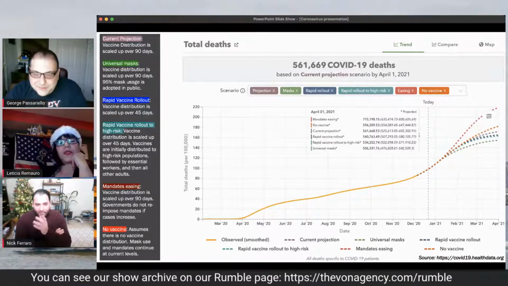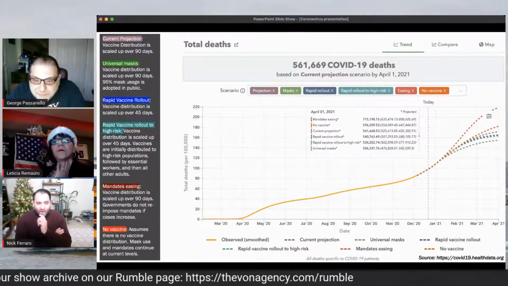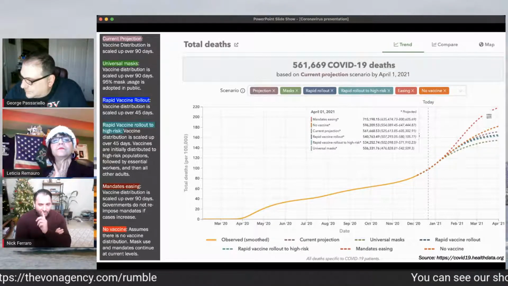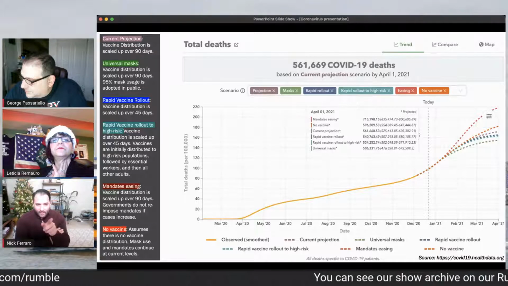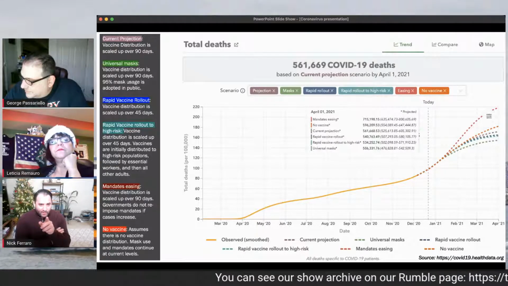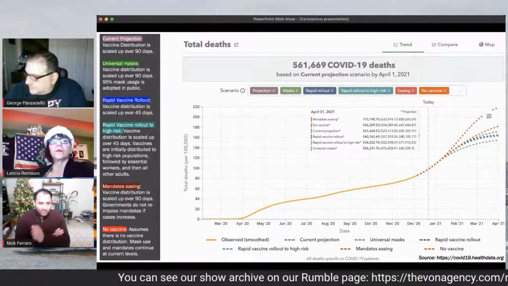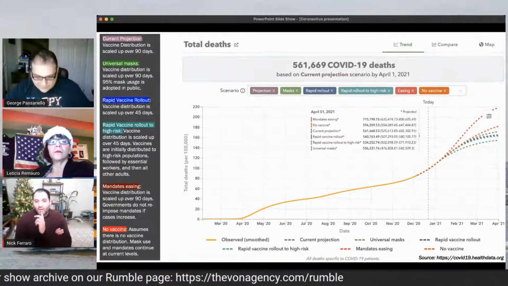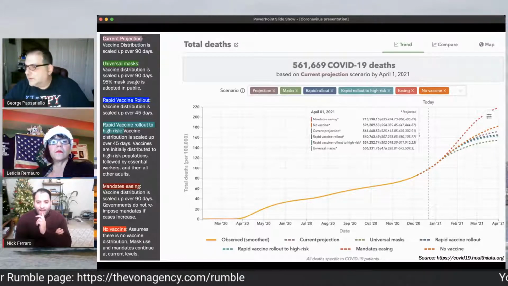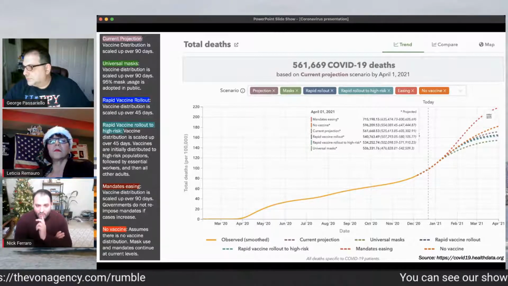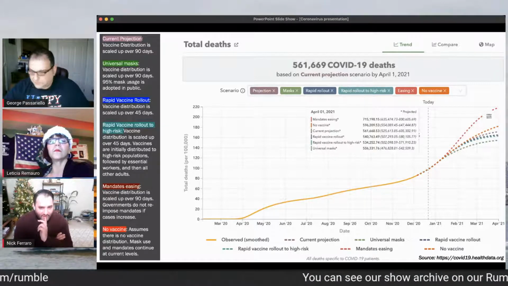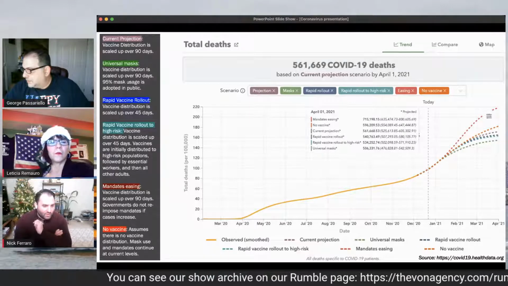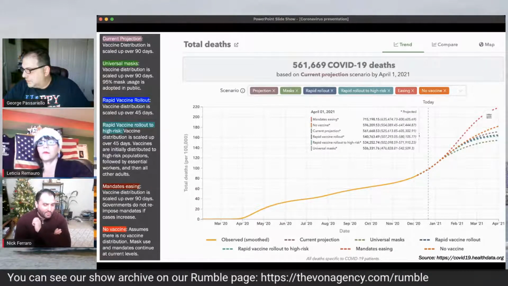Go ahead. No, this is taken from the IHME website, which is just projections. So I put on the side here what you see on the graph. It says projection, masks, rapid rollout to high risk, easing, no vaccine. So if you look at by April 1st, if you look at easing, that's no vaccine. No easing. Mandates easing. Vaccine distribution is scaled up over 90 days. Governments do not reimpose mandates.